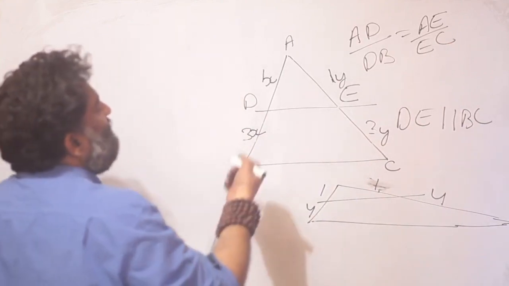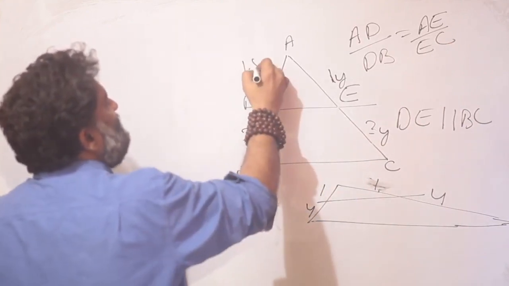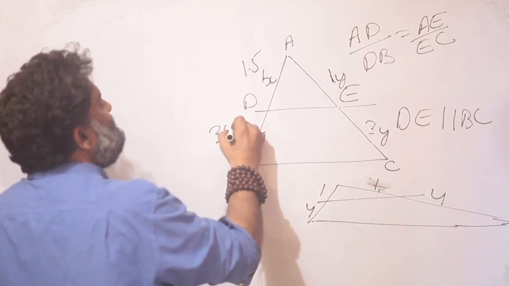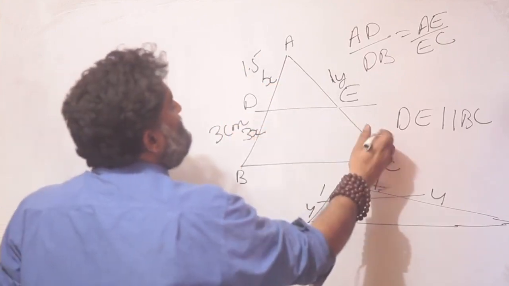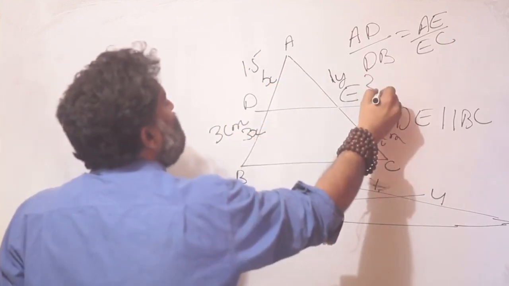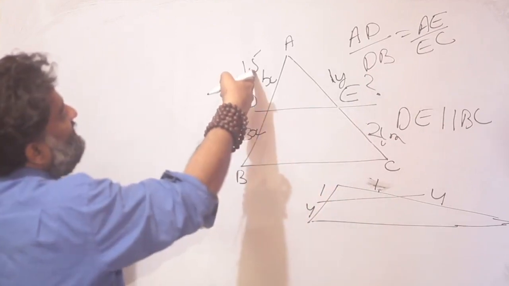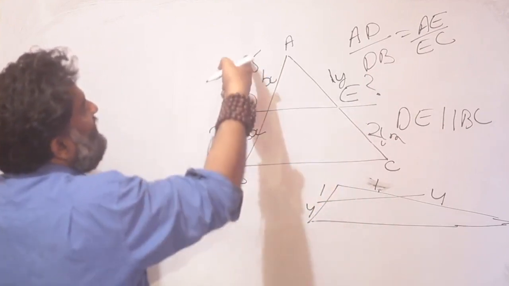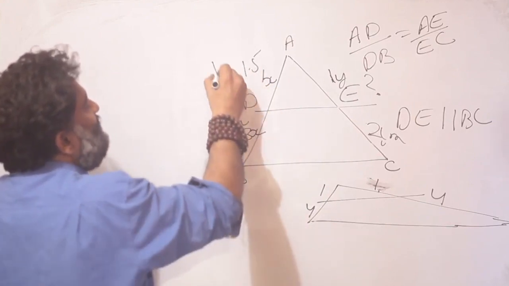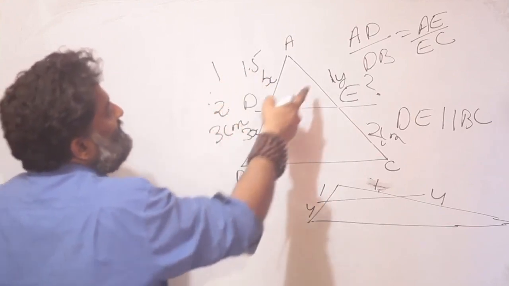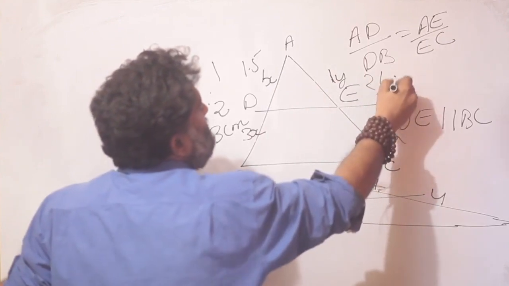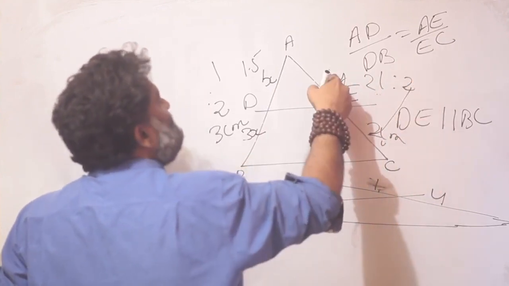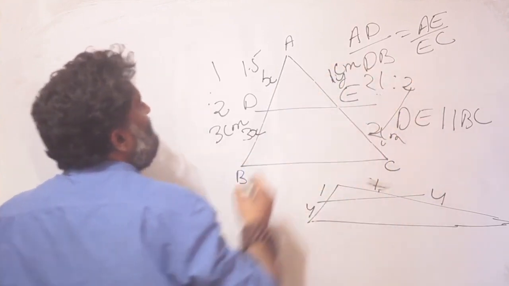I can very quickly give you a problem also. I tell you this is 1.5 centimeters, this is 3 centimeters. You know this is 2 centimeters. How much is this going to be? You can see here the ratio in which the line DE divides the side AB is 1.5:3 or 1:2. The same ratio is going to work here, 1:2. This is already 2, that means this was going to be 1 centimeter.